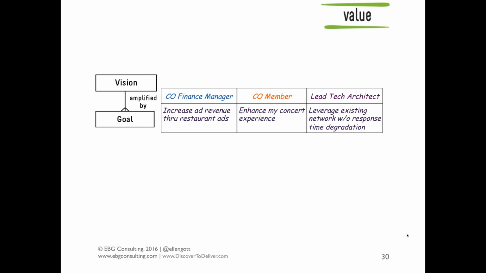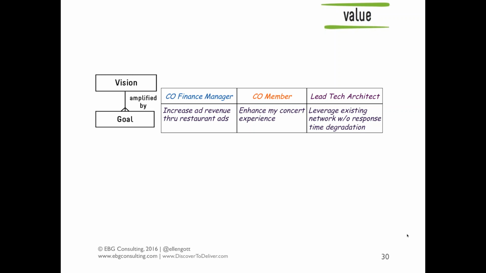Now you'll notice I have 3 columns here: blue, business; orange, customer; purple, technology partners. The Concerts Online finance manager, their goal is to increase revenues through ads. The customer, the Concerts Online member, wants to enhance their concert experience. That's what their goal is. And the lead tech architect wants to leverage the network that exists without any response time degradation. And that is their goal.